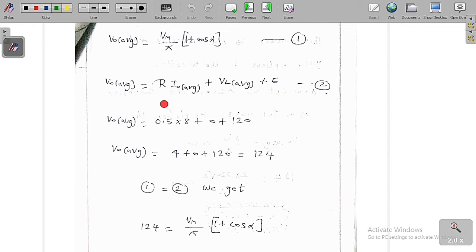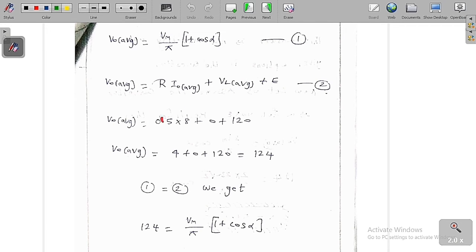Suppose if you apply the average voltage equation across the load, then we are going to get V0 average is equal to R into I0 average plus VL average plus E. It's a KVL equation. So this is the second equation. See, the average voltage across the inductor is always equal to 0. So this value you are going to get as 0.